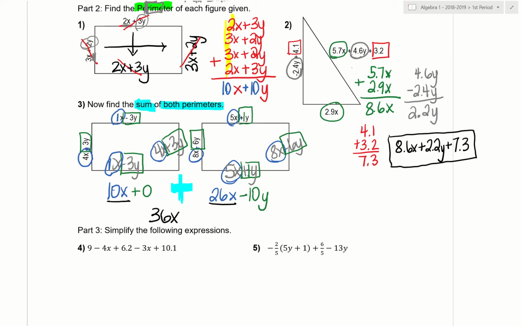36 x's minus 10 y's. And that is your final answer because that's as simple as it comes. You can't combine an x with a y, so they have to be separate.